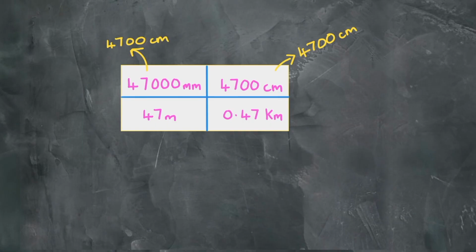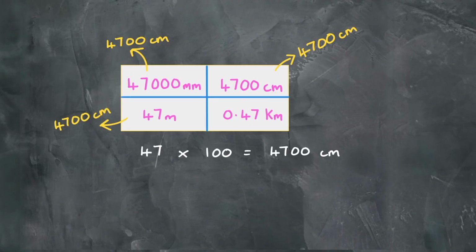I'm now going to look at 47 metres and convert that to centimetres. To do that conversion, I know that there are 100 centimetres in 1 metre. So I'll write down 47 times 100, which gives me 4,700 centimetres. We can see by now that 3 of the boxes have exactly the same amount of centimetres. Let's check our last box to see if it also has the same or a different amount of centimetres.